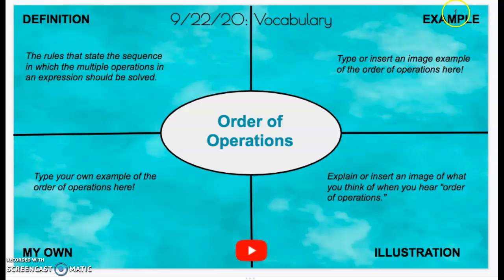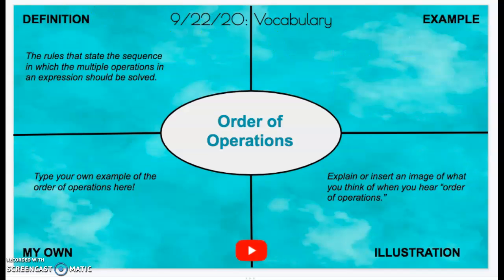Now we can look at the example. So over here it says type or insert an image example of the order of operations here. You can either type an example or you can put an image. It does not have to be the same as mine at all. You can do whatever you want to do. You can make it your own.